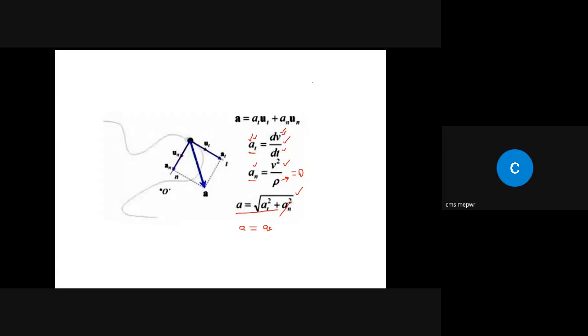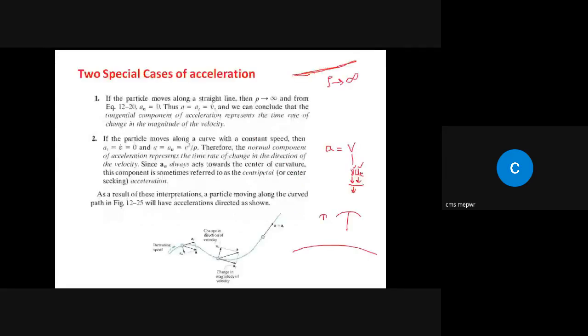Now let's consider another case. Let's read the first one. If the particle moves along a straight line, then rho will be infinity, and from the equation on the previous page, a_n becomes 0 and a will be equal to a_t, that is equal to the time derivative of the magnitude of velocity. So we can conclude that the tangential component of acceleration represents the time rate of change in the magnitude of velocity, right? The tangential component of acceleration represents the change in magnitude.